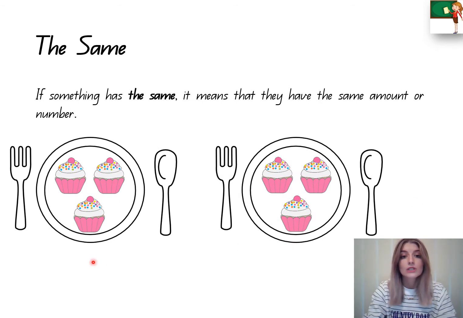Okay, last one we're going to look at is the same. So if something has the same, it means that they have the same amount or number. So I can see there's 3 cupcakes on the first plate and 3 cupcakes on the second plate, which means they are the same amount. Now we have an action for this word as well. The same, we put our fingers together like this and say the same. Can you try that? Good job.